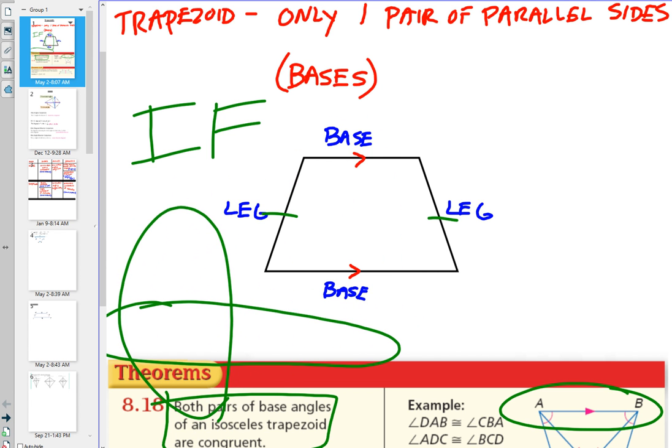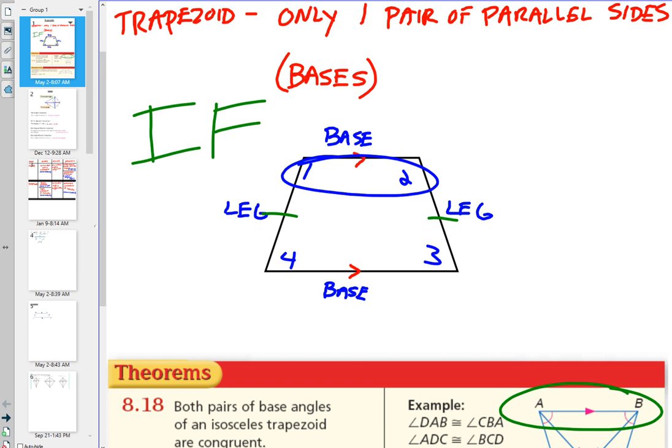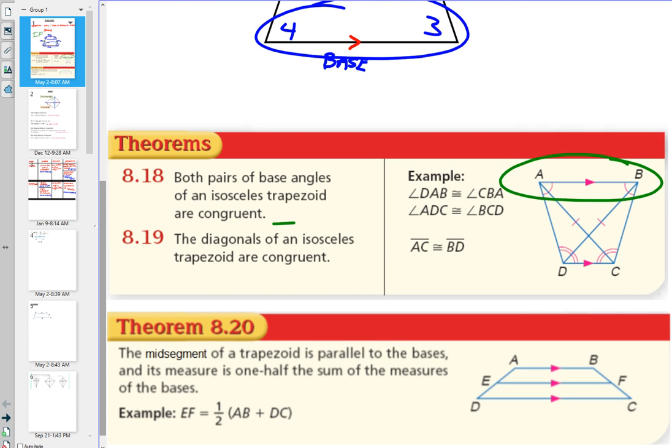If there's 4 sides, how many angles does a trapezoid have? 4, right? So the angles that ride along the same base are called the base angles. Let's give them numbers. 3 and 4 are the base angles of the bottom base. 1 and 2 are the base angles of the top base, right? If we have an isosceles trapezoid, the base angles are congruent. Not only are the legs congruent, but if this was indeed isosceles, then 1 and 2 would be the same, and 3 and 4 would be the same. That's what this theorem here says.